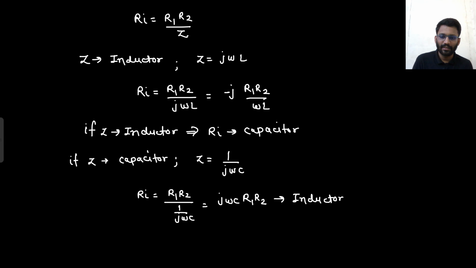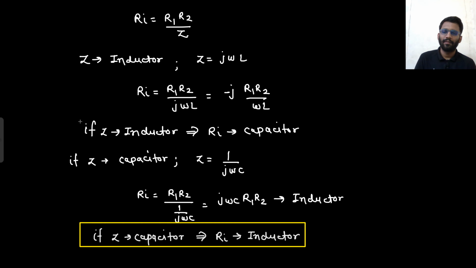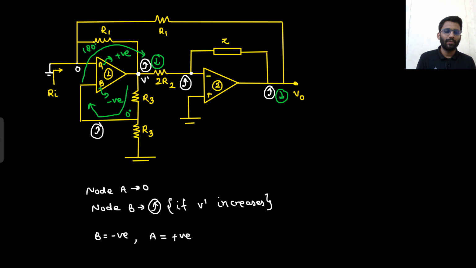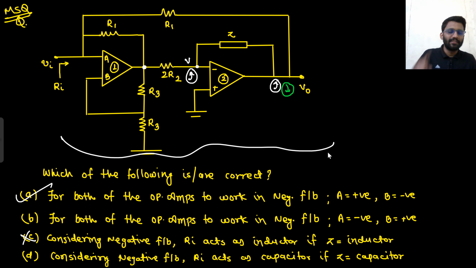So if Z is capacitor, then your Rin is inductor, right? So this particular network, this particular circuit, is known as a generalized impedance converter. It is converting your impedance.